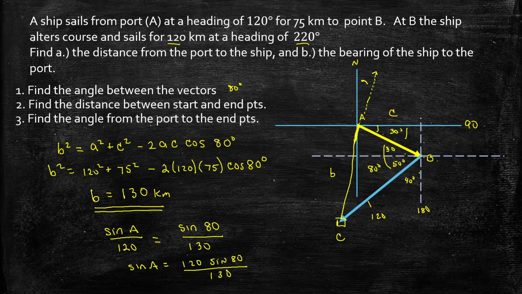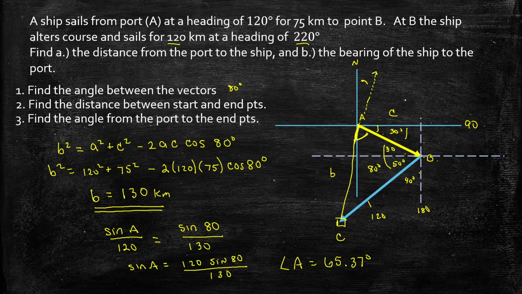And now I'm going to take the arc sine of that, right? Because sine A, so I want to find the arc sine of that value so I can get angle A. So angle A is going to be arc sine of 0.909, 65.37 degrees. Okay, that's this angle right here.